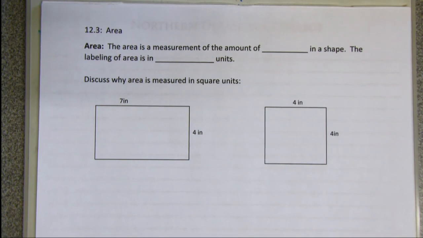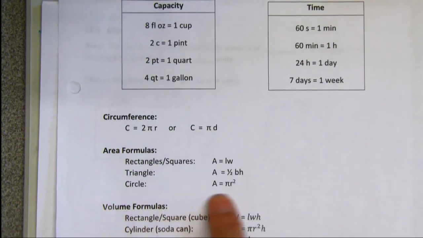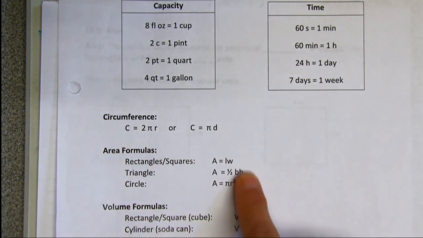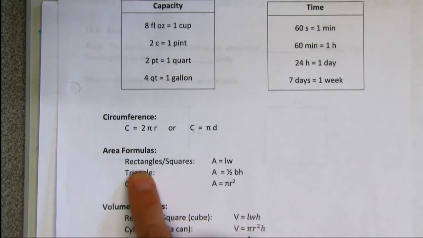We are now in the area portion of the geometry unit. We just completed perimeter, which we'll still be doing some of today, although perimeter will not be a part of this WebAssign in 12.3. If you'll look on your formula sheets, here are all the area formulas you'll be using.